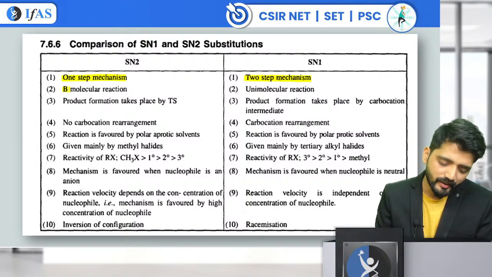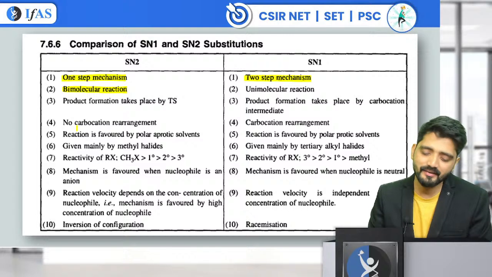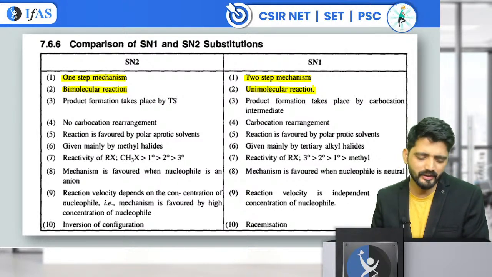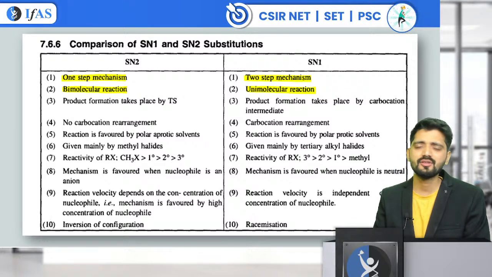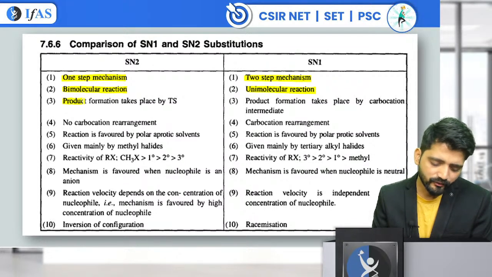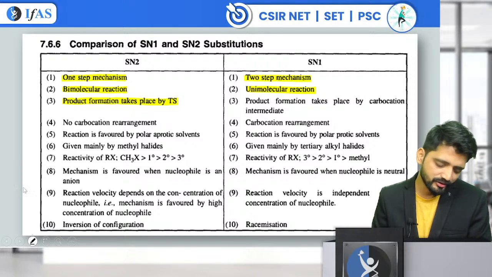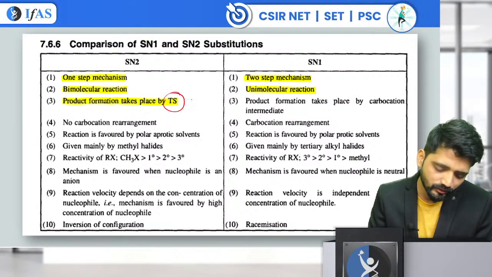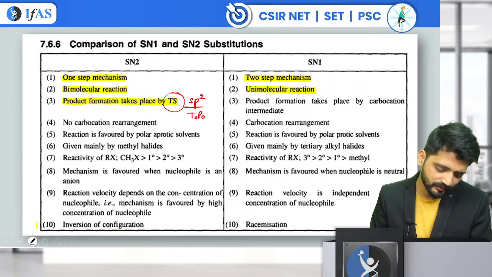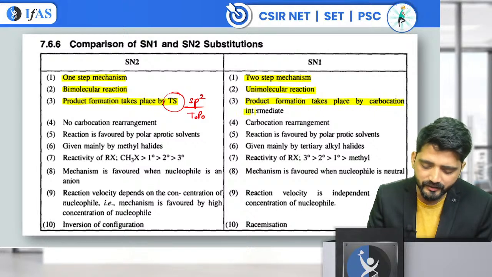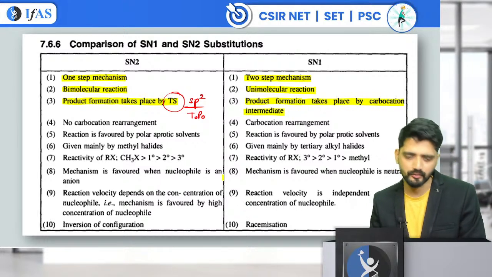SN2 is a bimolecular reaction, whereas SN1 is a unimolecular reaction. This we have already covered. SN2 is a second order reaction, SN1 is a first order reaction. In SN2, product formation takes place via a transition state. We have seen that the transition state is sp2 trigonal planar, and for the SN1 reaction, product formation takes place via a carbocation intermediate. Yes, we know that also.